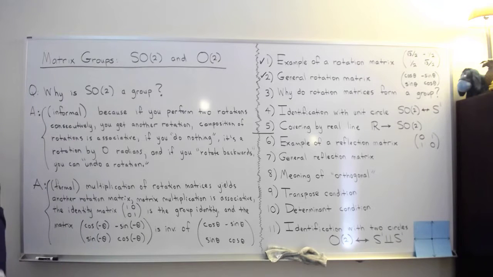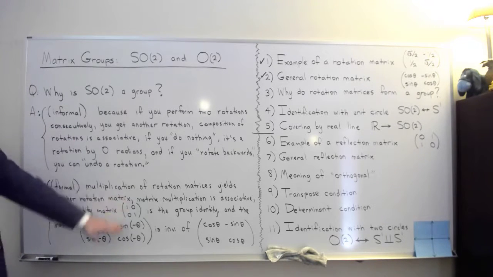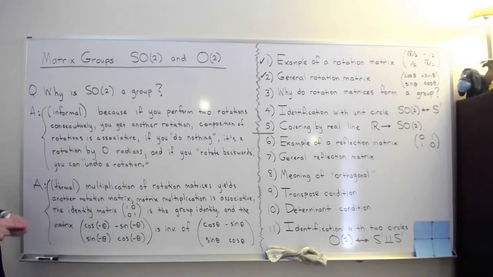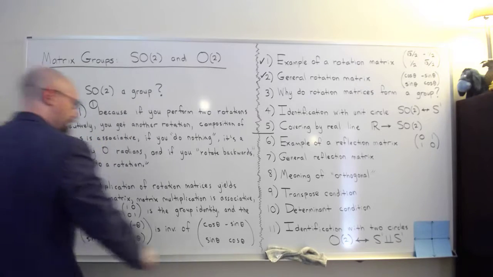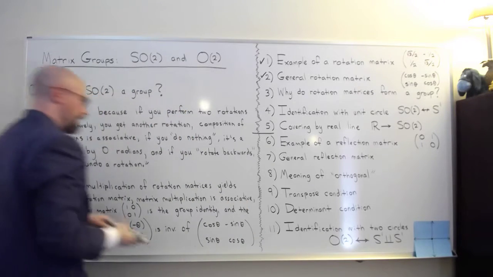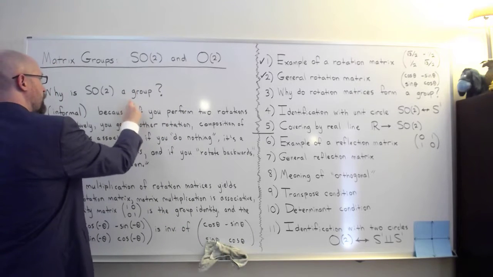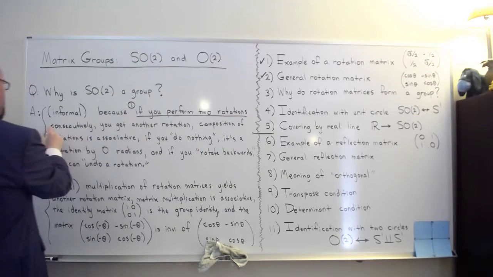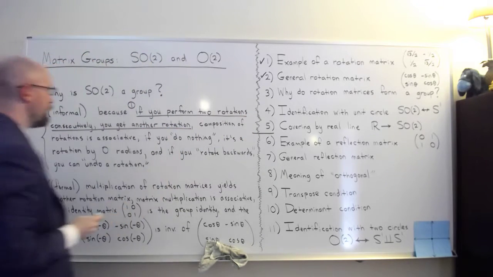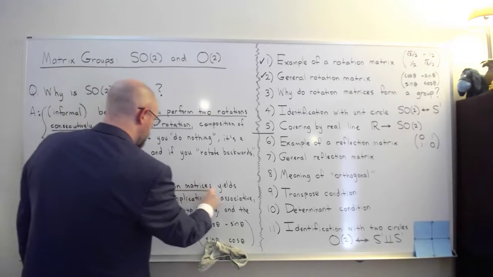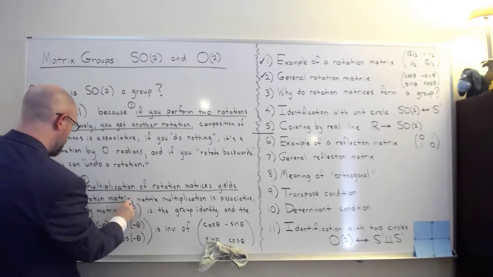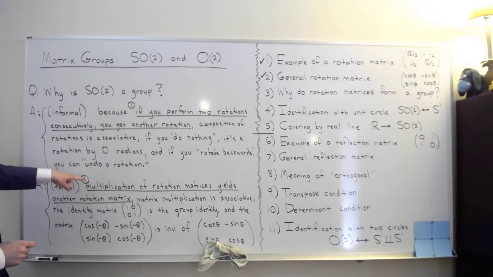This is a mouthful, and this is a mouthful. So I'm going to have to prove for you all of these properties, justify for you these properties. But let's first of all pair off the informal statements with the formal statements here. So this first statement will be 1. If you perform two rotations consecutively, you get another rotation. That's the same thing as saying multiplication of rotation matrices yields another rotation matrix. So that 1 pairs with this 1 here. Those are equivalent.